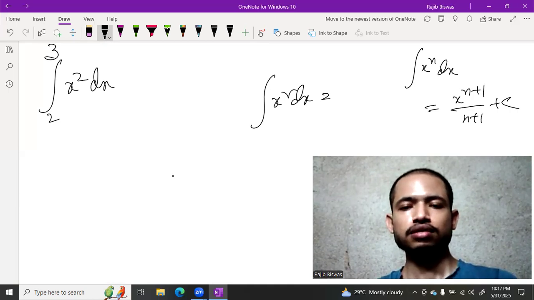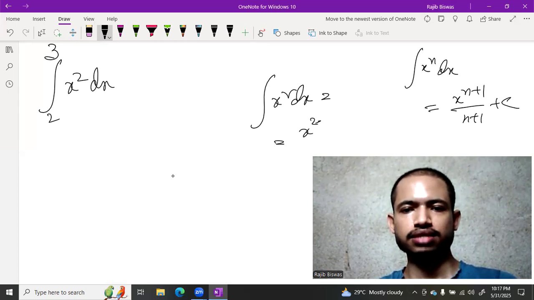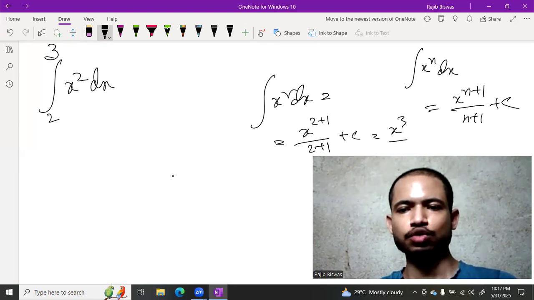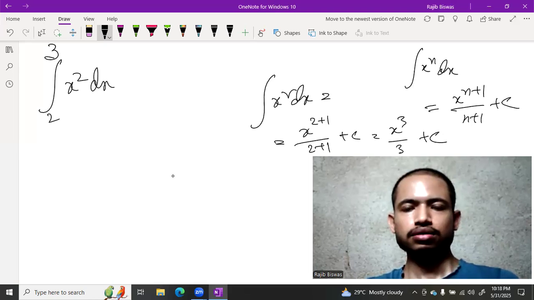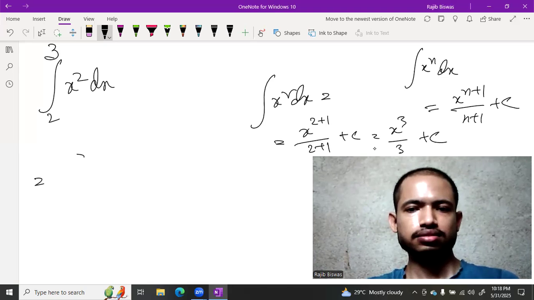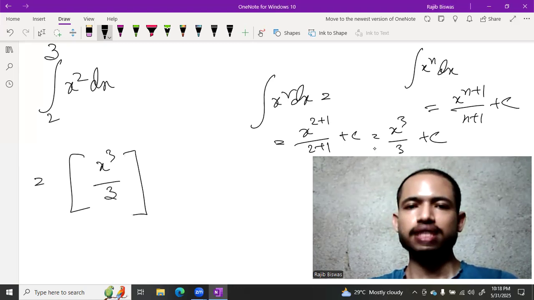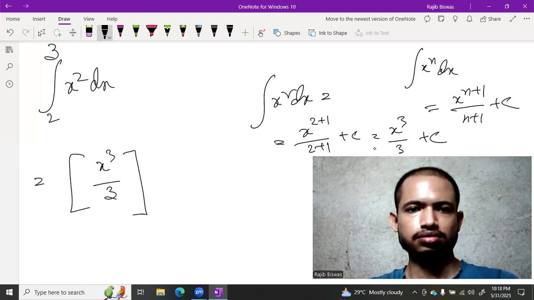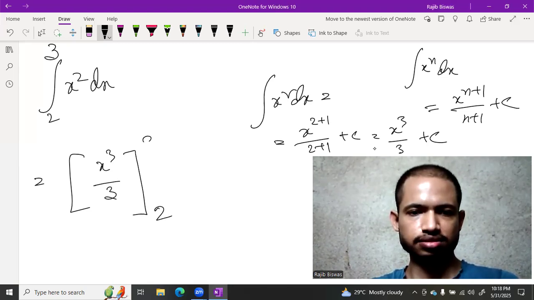So what will it be for the function x squared? Here n is 2, right? So it is x to the power 2 plus 1 by 2 plus 1 plus c. Ultimately it becomes x cubed by 3 plus c. Now when we calculate definite integrals, we will not use that integration constant c. So we will simply write x cubed by 3, neglecting the integration constant because it gets cancelled. We have shown it previously, and the limits must be mentioned here.